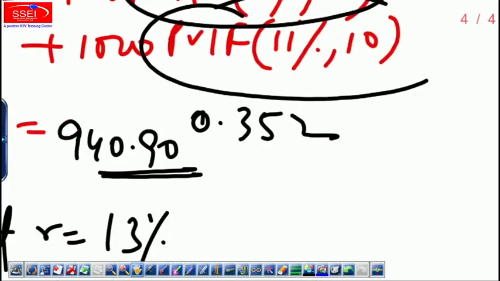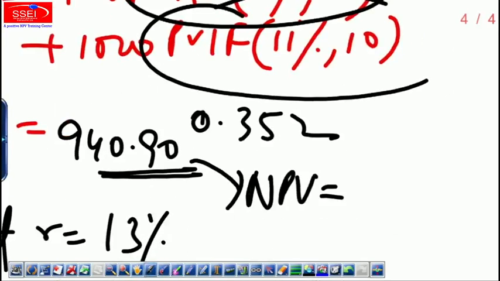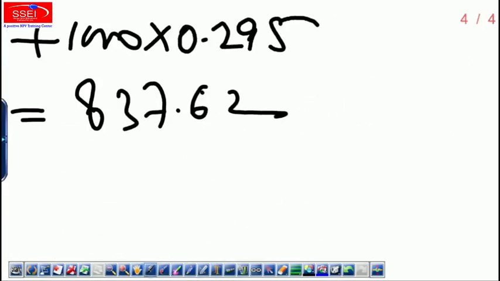Here we calculated 940.9. So NPV was 940.9 minus 850. NPV was 90.9. So why are you calculating NPV? Because the CA Institute is doing it. And over here NPV is 837.62 minus 850, which is minus 12.37. Okay, minus 12.38.